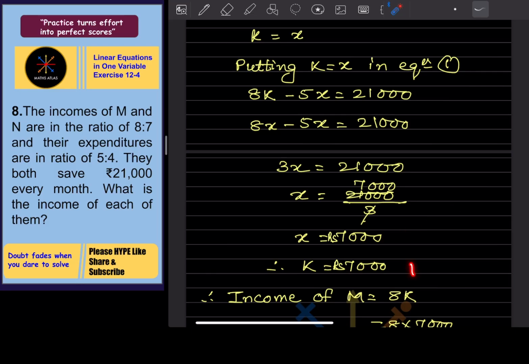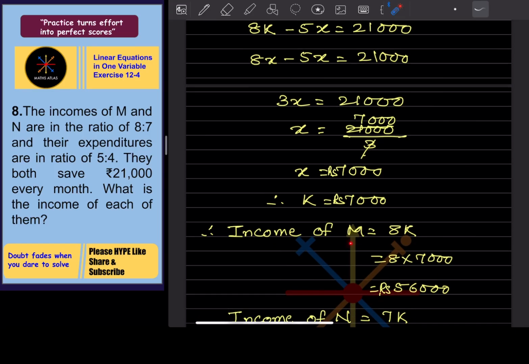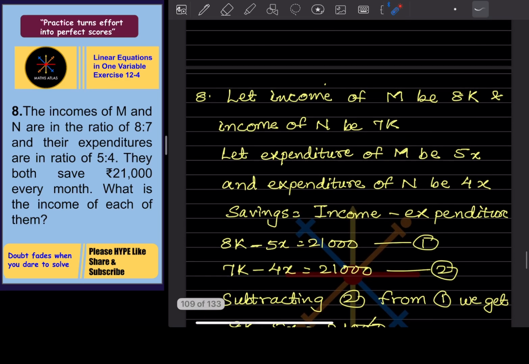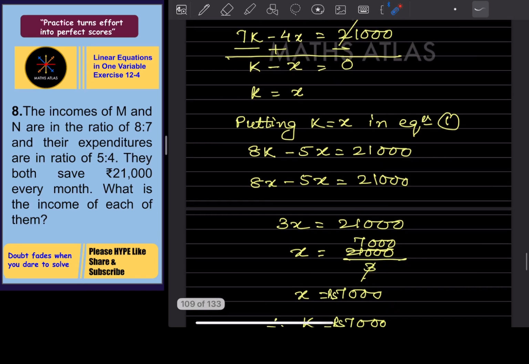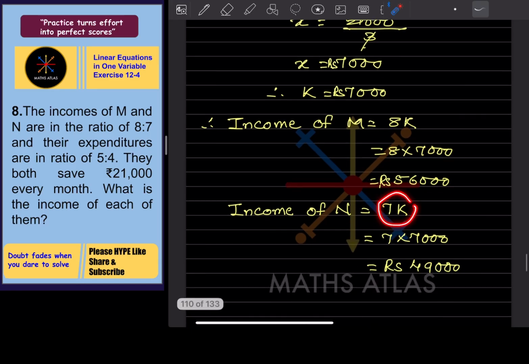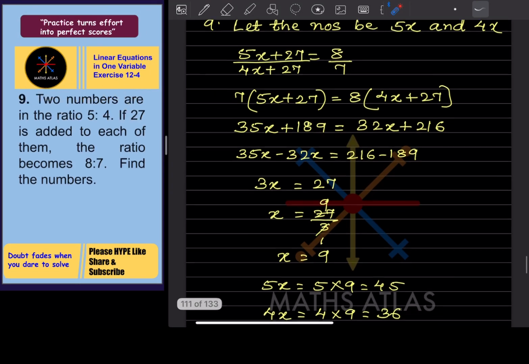So K also will be 7,000. They said what is the income of each of them. So income of M, that is given at the start as 8K. So 8 into this K as 7,000. So this will be 56,000, and income of N is 7K. So 7 into 7,000, which is 49,000. So now let us go to the next question here.